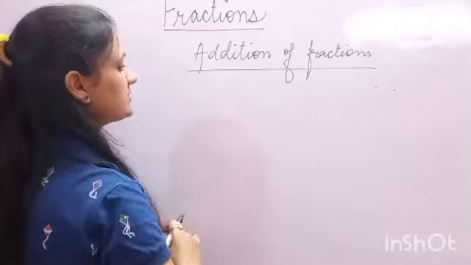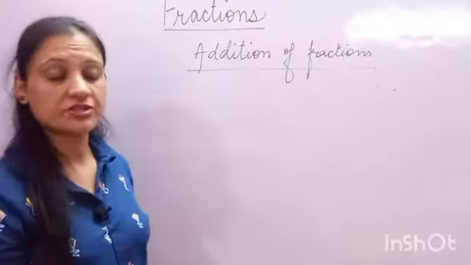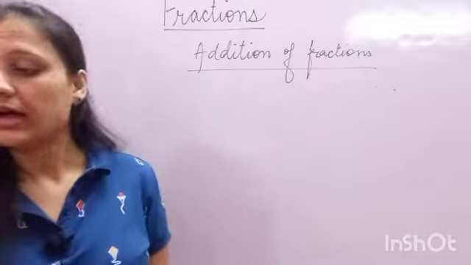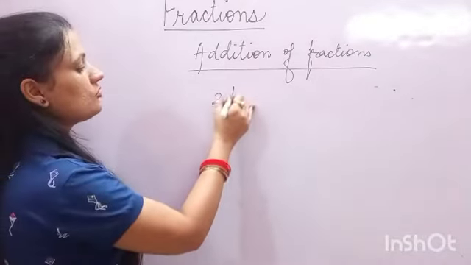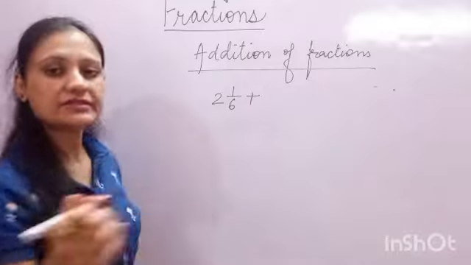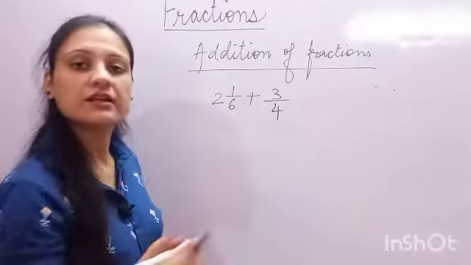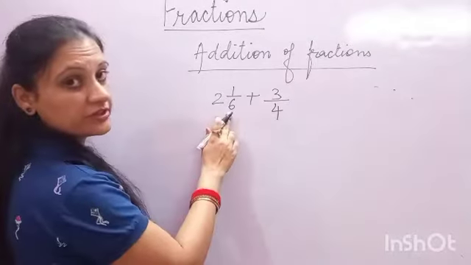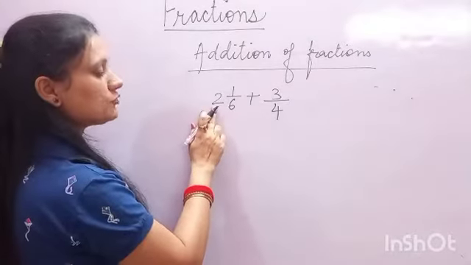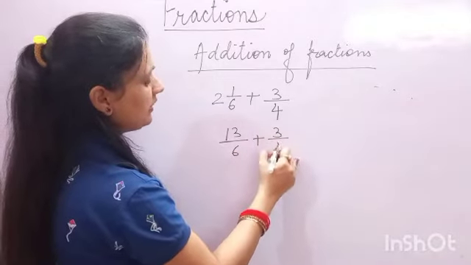Now let us understand. I give you another example for unlike fractions. If the fractions are unlike, how to add that type of fraction? Suppose the fraction is 2 whole 1 by 6 plus, let us say, 3 by 4. Now you can see they are unlike fractions, right? So first we convert it into improper. 6 multiplied by 2 is 12, plus 1, 13 by 6 plus 3 by 4.